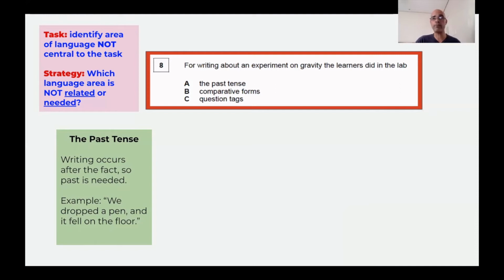When you write a report after the experiment, that means that the writing occurs after the fact, so the past is needed. Students will need sentences such as, we dropped a pen and it fell on the floor, to explain what happened during the gravity experiment.